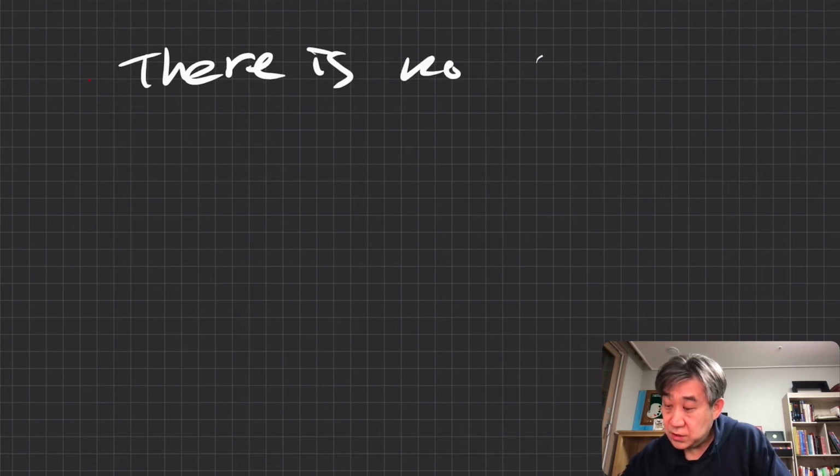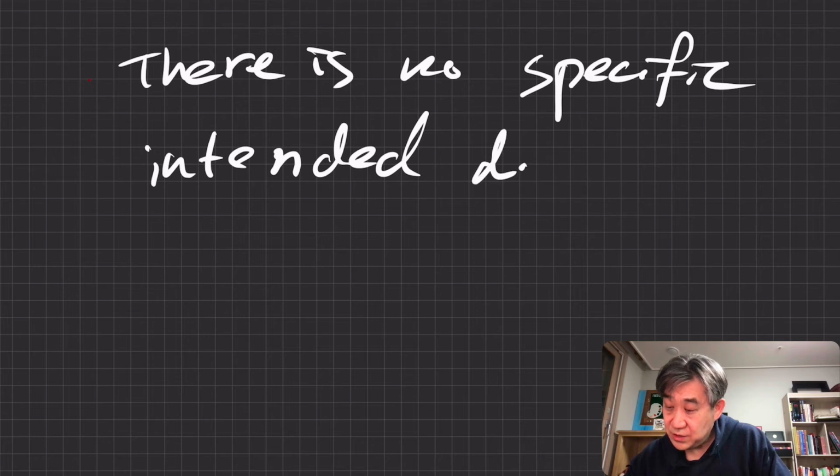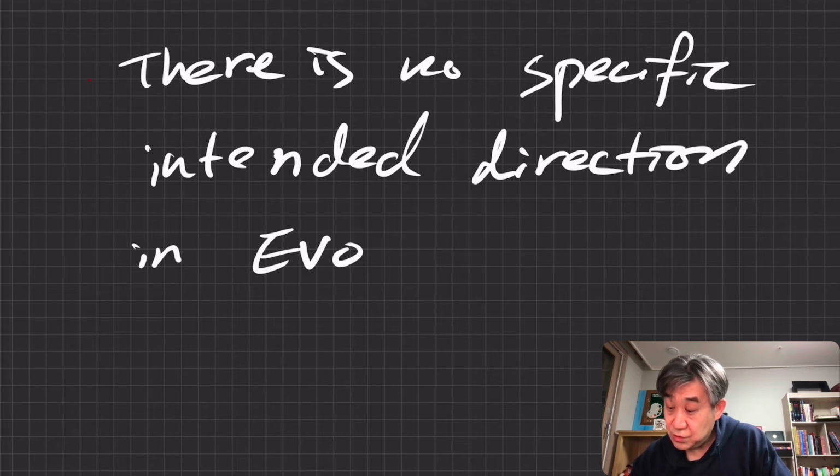So an important thing that we shouldn't forget about evolution is that there is no specific or intended direction in evolution.